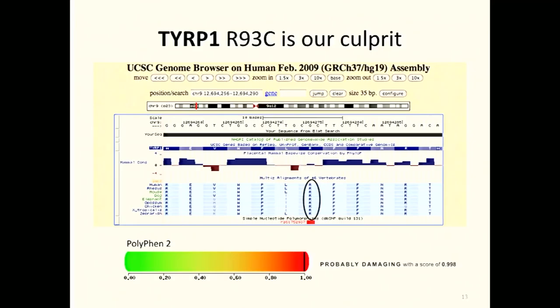You just read out the alignment here, human, rhesus, mouse, out to zebrafish. They all have arginine, and our kids are walking around with a cysteine mutation. Well, because we had also genotyped 1,000 of them, we could just replicate in our own cohort here.